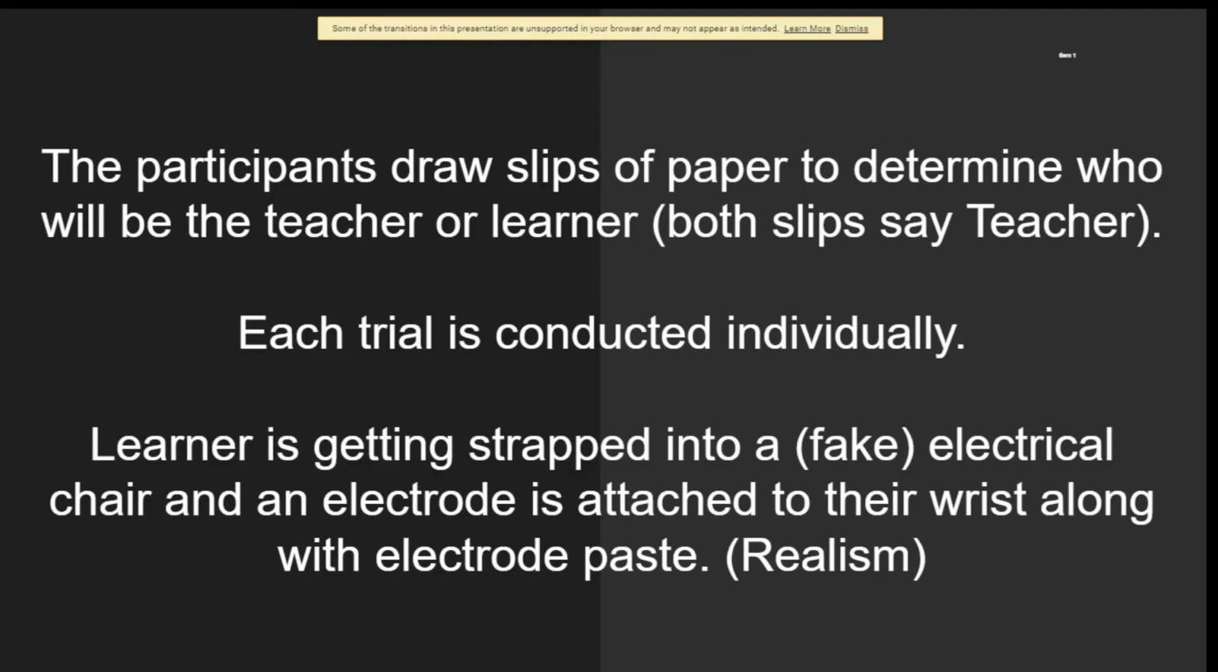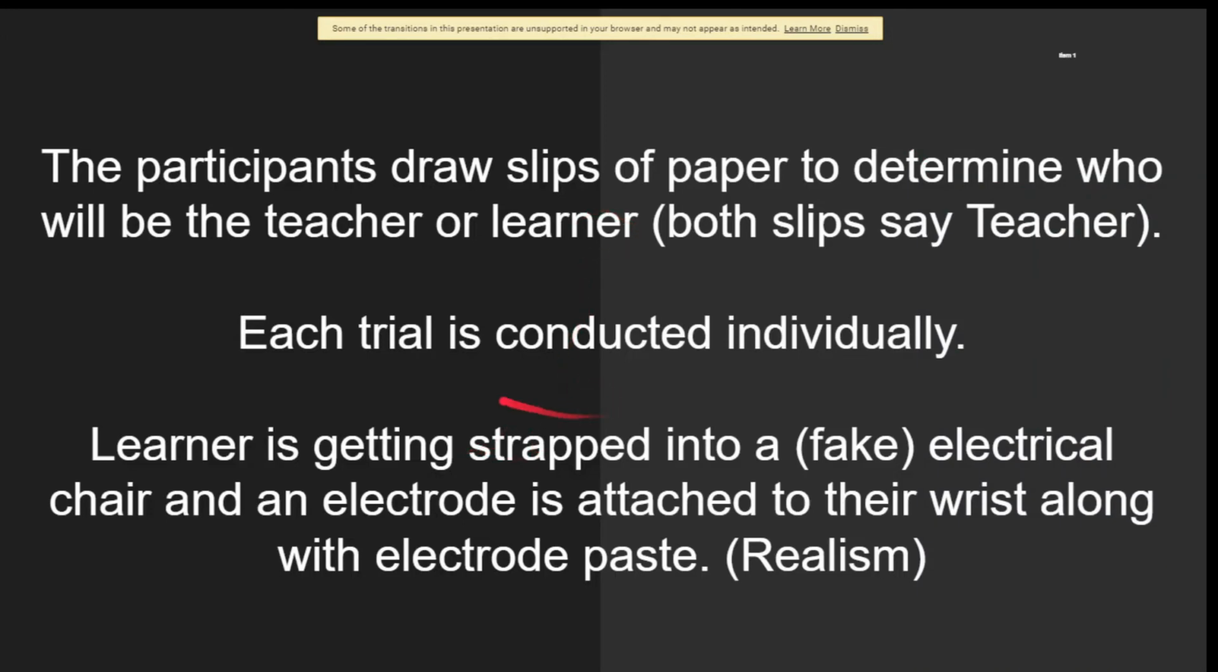We give them a hat with two pieces of paper, both of them saying teacher. Each trial is conducted individually, mind you. Both the learner and the teacher are told that one of them will take each position. Our participant picks up a slip of paper and it says teacher, so our participant will always be the teacher, and our learner is the stooge.